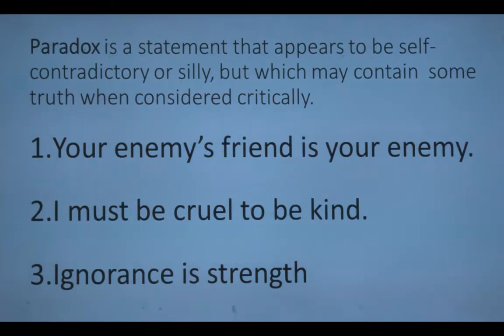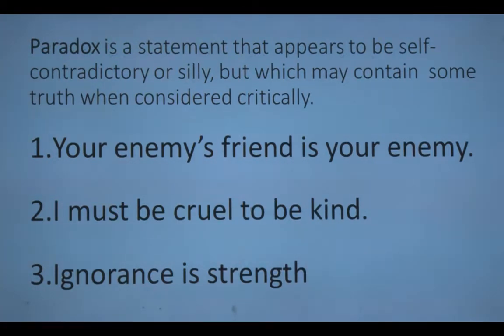Sometimes we hear it and we think it is silly. But when you consider it critically, then you know that, okay, this statement has some truth in it. So paradox is a statement that appears contradictory on the first hearing of it. But when you look at it very carefully, then you realize that it has some truth. For example, your enemy's friend is your enemy.